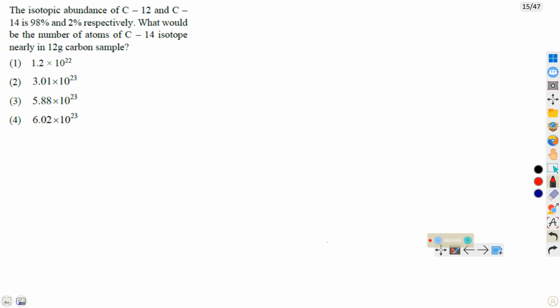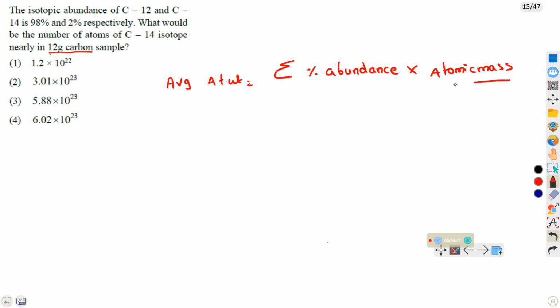The isotopic abundance of C12 and C14 is 98% and 2% respectively. What would be the number of atoms of carbon-14 isotope nearly in 12 grams carbon sample? Now, calculate the average atomic mass first. Average atomic weight is equal to sigma percentage abundance into atomic mass by 100.